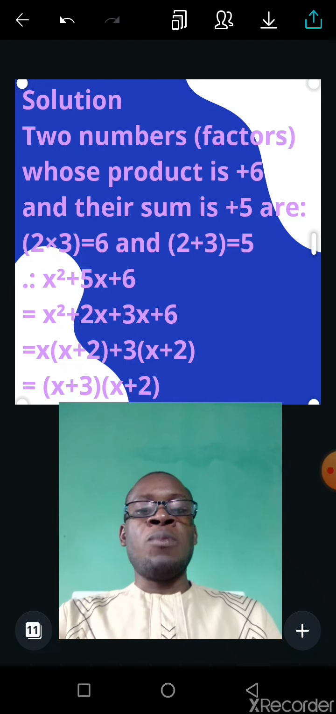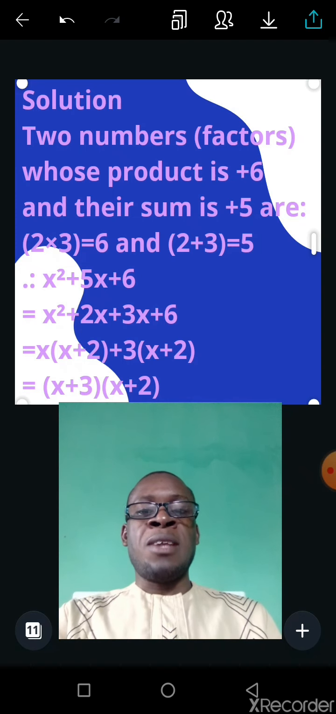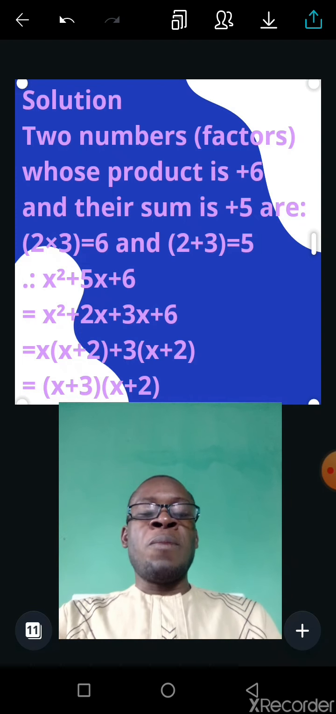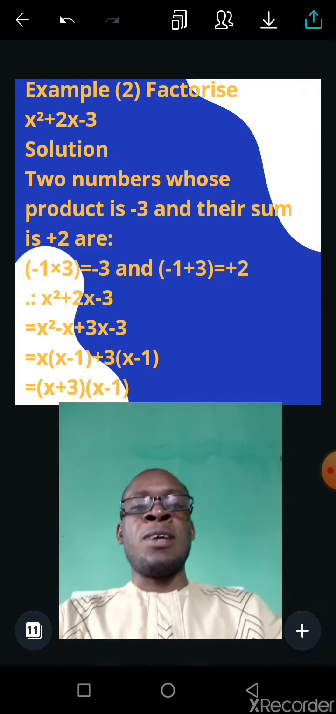You now come to the last step. If you look at where there is a term before each of the brackets, you bring the terms together and form a bracket: (x + 3). Now if you look at the brackets, you see that each has the same expression, so we take it once. That's why we have (x + 2). So that is the result, or the answer.